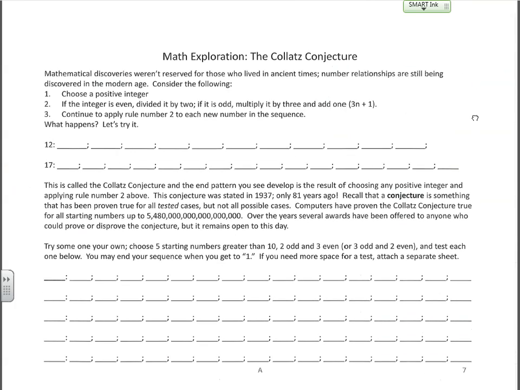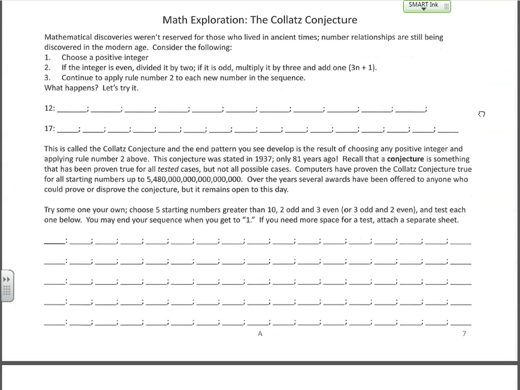Next one, math exploration, the Collatz conjecture. So mathematical discoveries weren't reserved for those who lived in ancient times. Number relationships are still being discovered in the modern age. Consider the following. Step 1, choose a positive integer. I've done that for you down here with 12 and 17. For each of these, we're going to go to step 2, which says if the integer is even, divide it by 2.